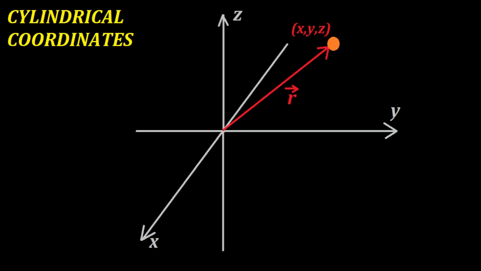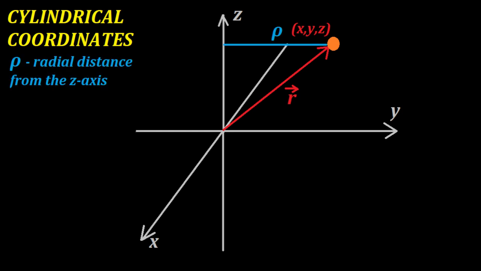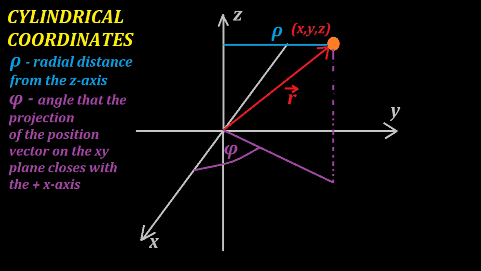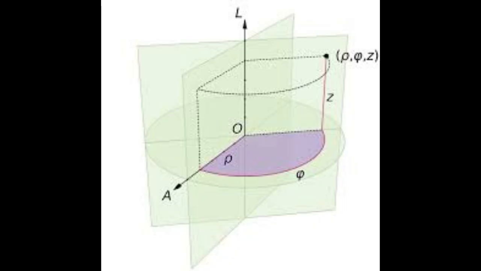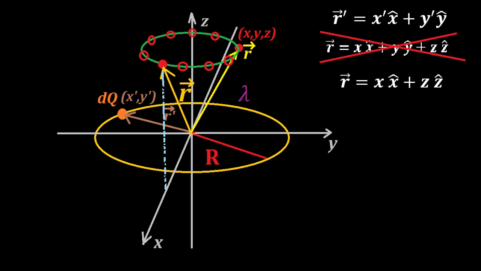The three cylindrical coordinates are the distance from the z-axis, or radial distance rho, the angle phi which the projection of the position vector of some point closes with the positive side of the x-axis, and we actually keep the z-coordinate from the Cartesian system. They are called cylindrical because they are the easiest way to express the position of something on a cylinder. We see that x is equal to the radial distance rho, while z is still z, so r is equal to rho x hat plus z hat.